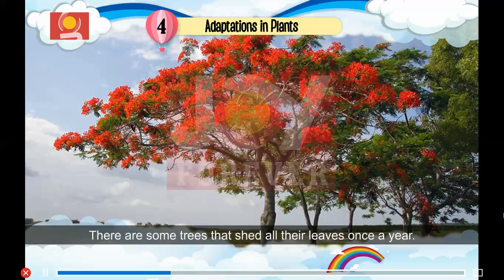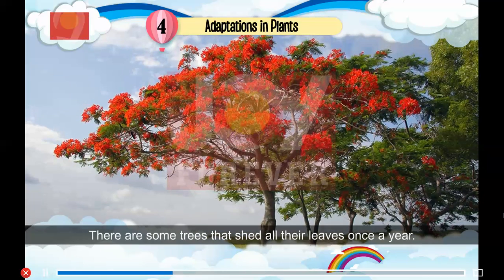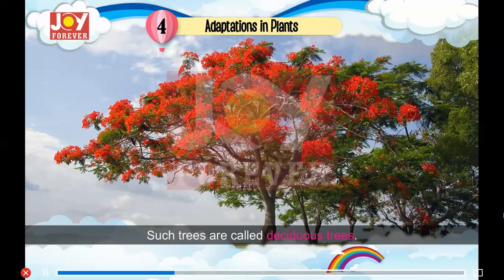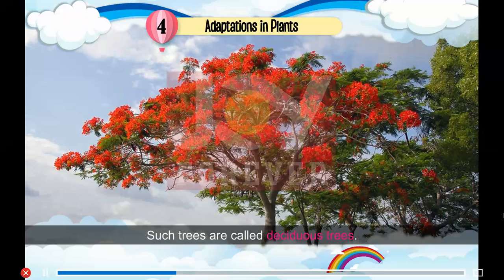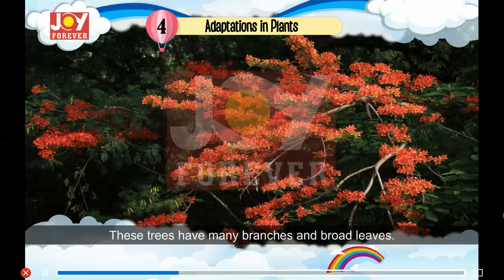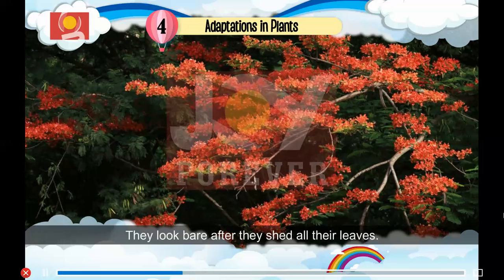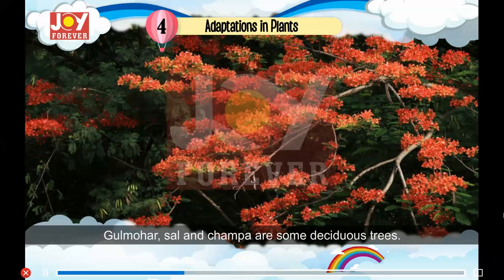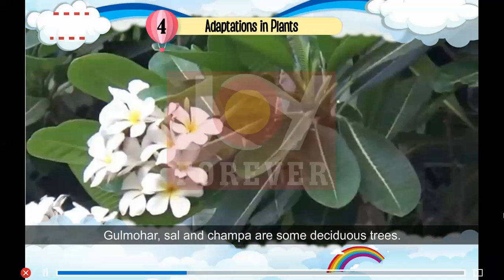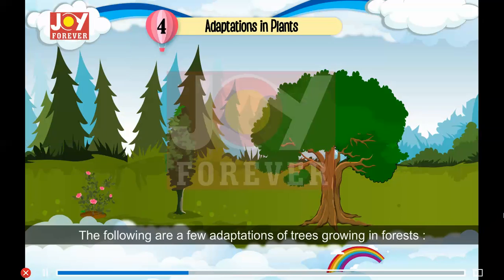There are some trees that shed all their leaves once a year. Such trees are called deciduous trees. These trees have many branches and broad leaves. They look bare after they shed all their leaves. Gulmohar, sal, and champa are some deciduous trees. The following are a few adaptations of trees growing in forests.